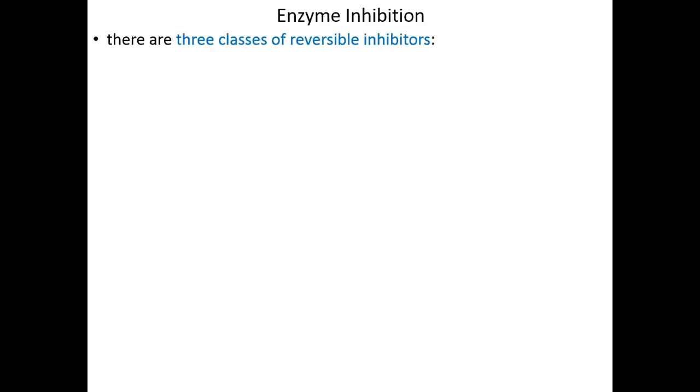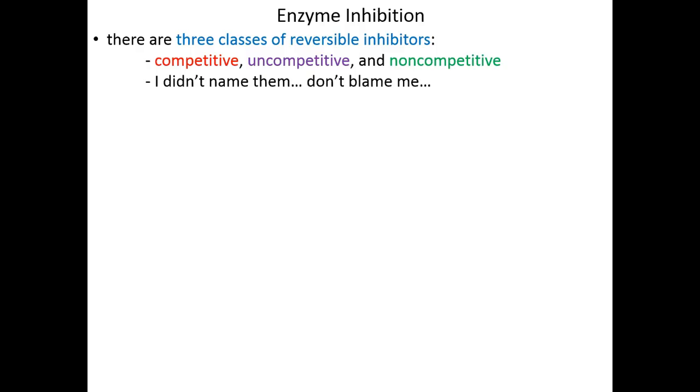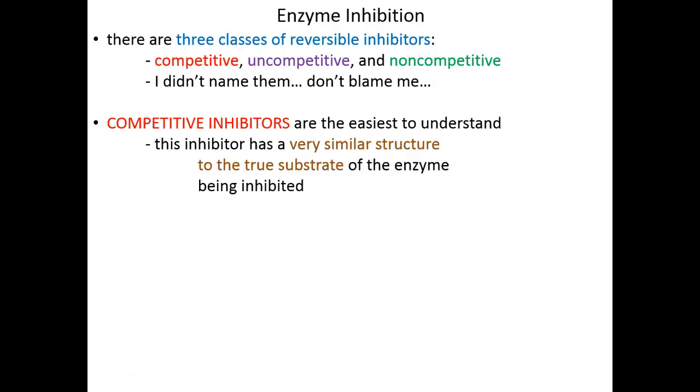So once we've narrowed ourselves down to reversible inhibitors, there are three separate classes of reversible inhibitors that can influence Michaelis-Menten enzymes. Those classes are competitive, uncompetitive, and non-competitive. Don't get mad at me, I didn't name these. I know that uncompetitive and non-competitive sound like the exact same thing, so we will have to use a little bit of memorization here, I think, to keep these separate. Competitive inhibitors, though, are the easiest to understand, so we'll start with those as our first example.